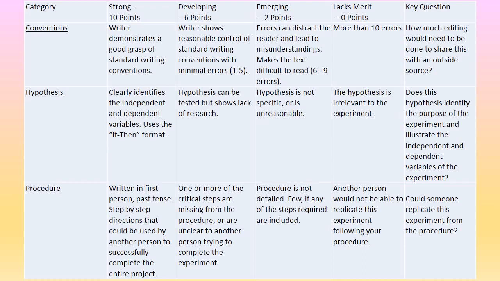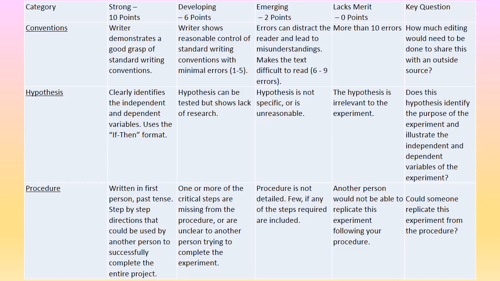So I did, I went, I took, it's something that happened in the past. So you're writing this in first person because you did it. So you'll say I did this, then I did that, to help write it out. And again, your procedure should be step-by-step directions. It can be in paragraph form. You don't have to put 1 dot, 2 dot, and then write out what to do. It can just be in paragraph form. So step-by-step directions that could be used by another person to successfully complete the entire project.